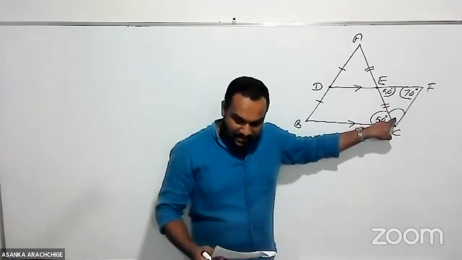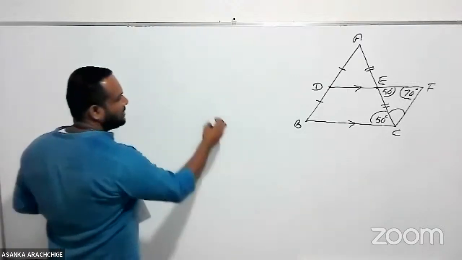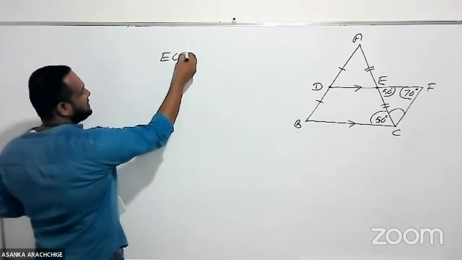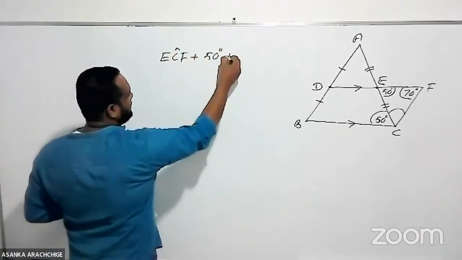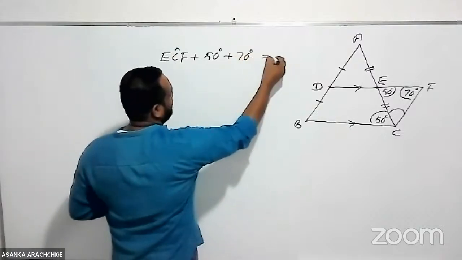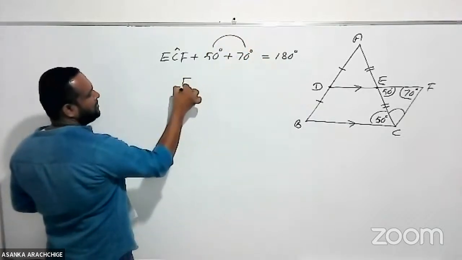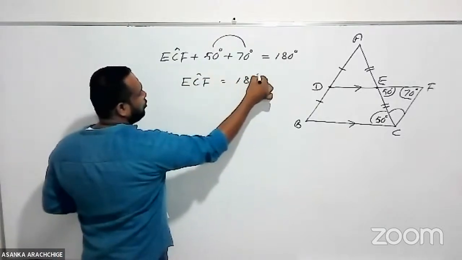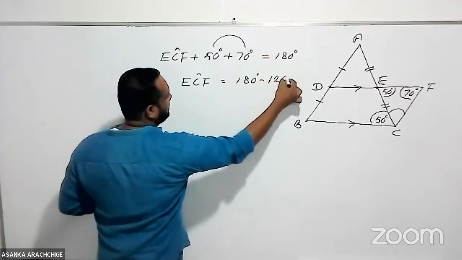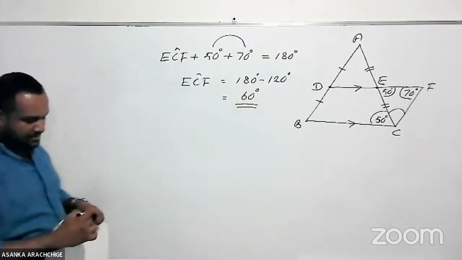Understood? That angle is ECF. You can write angle ECF plus 50 plus 70 equals 180. 50 plus 70 is 120. Therefore, angle ECF is equal to 180 minus 120, which is 60 degrees. Right?